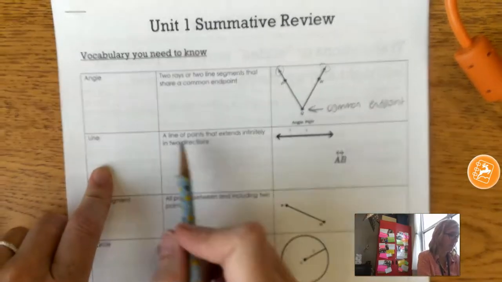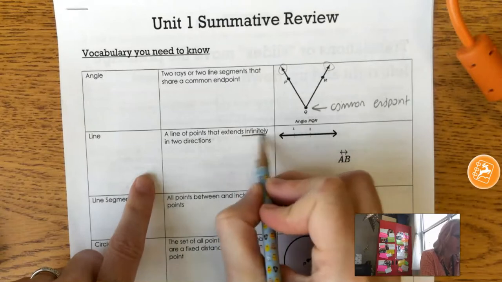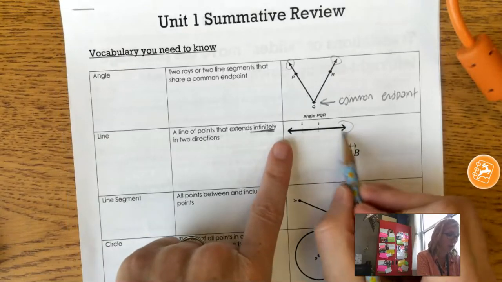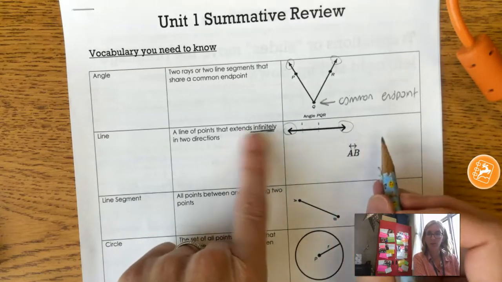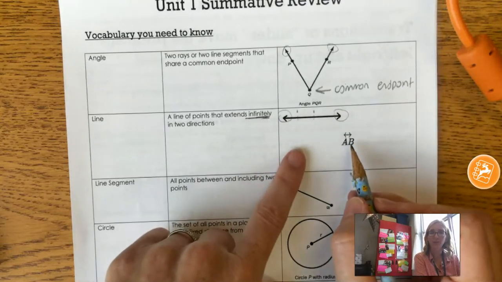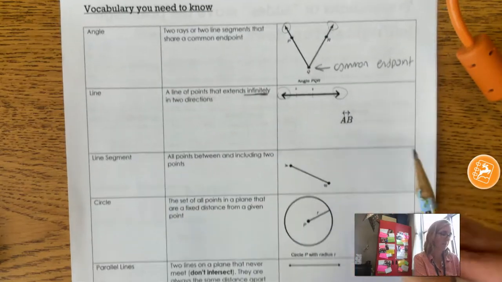A line. A line of points that extends infinitely. That word infinitely is important, in two directions. So you can see the arrows going both directions show that it extends infinitely. And here's a notation for a line.